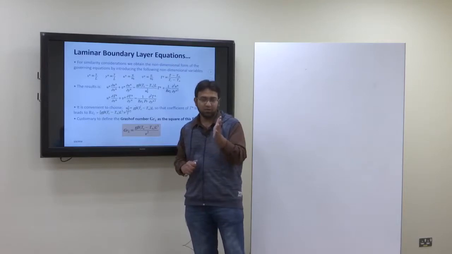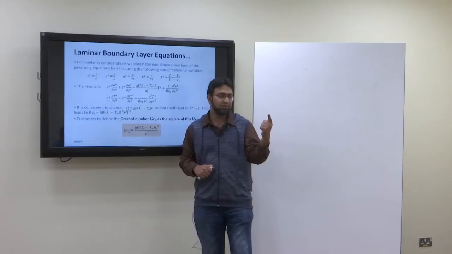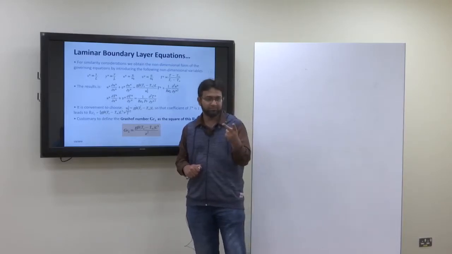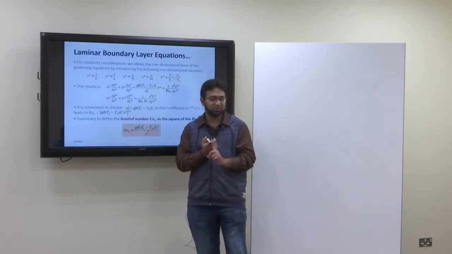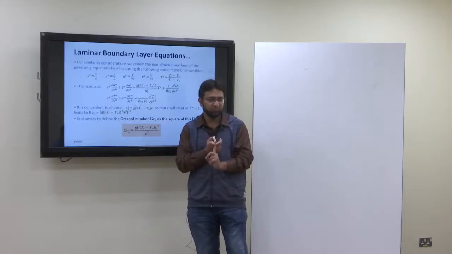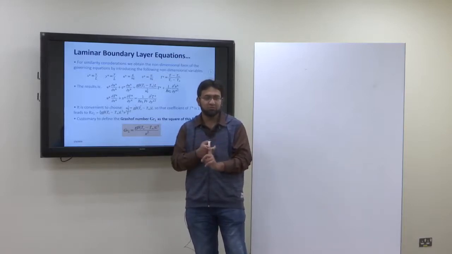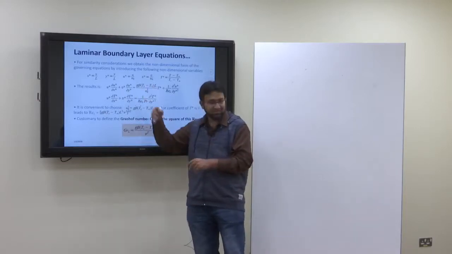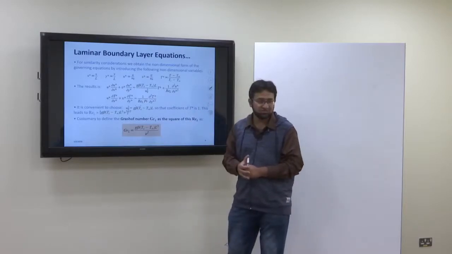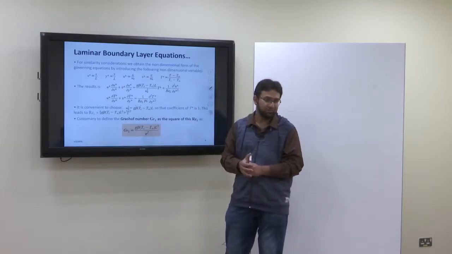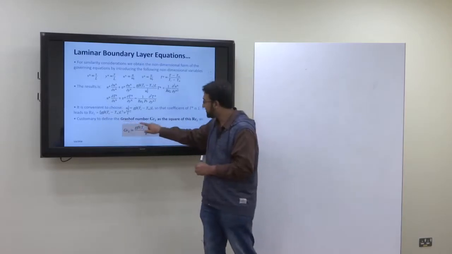Okay, so previously the Nusselt number used to depend upon two things, Reynolds number and Prandtl number. Reynolds number is for forced convection, but now we do not have any forced flow, so Reynolds number is not significant. After doing this dimensionless analysis, we come out with another number, which is known as Grashof number.